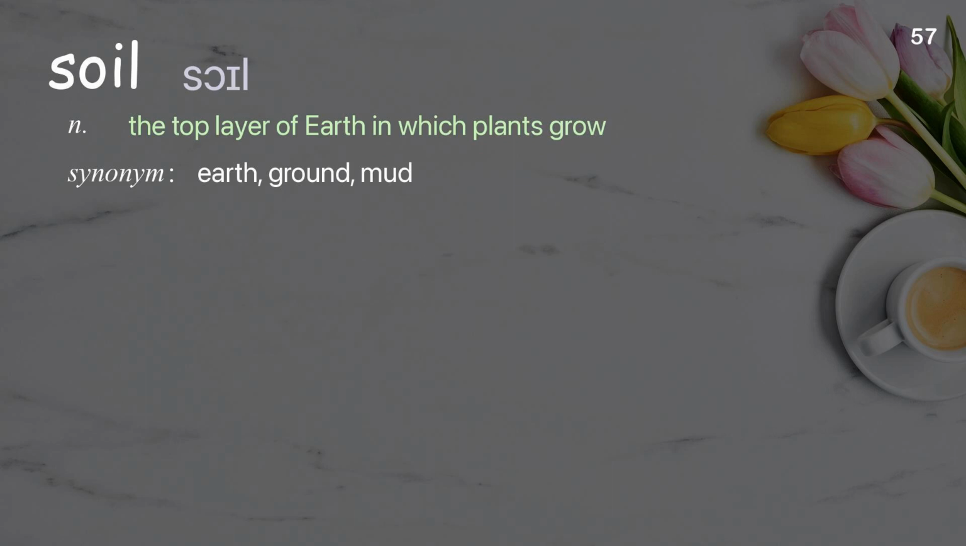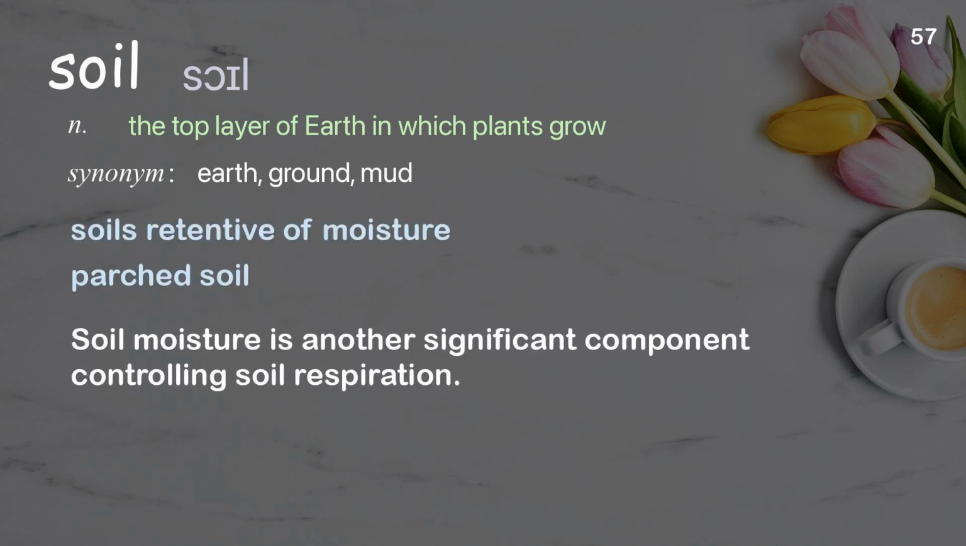Soil. The top layer of earth in which plants grow. Examples. Soils retentive of moisture. Parched soil. Soil moisture is another significant component controlling soil respiration.